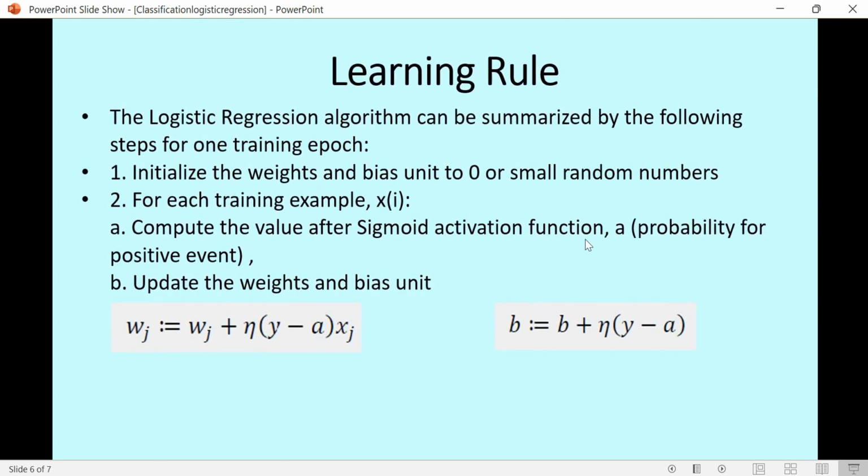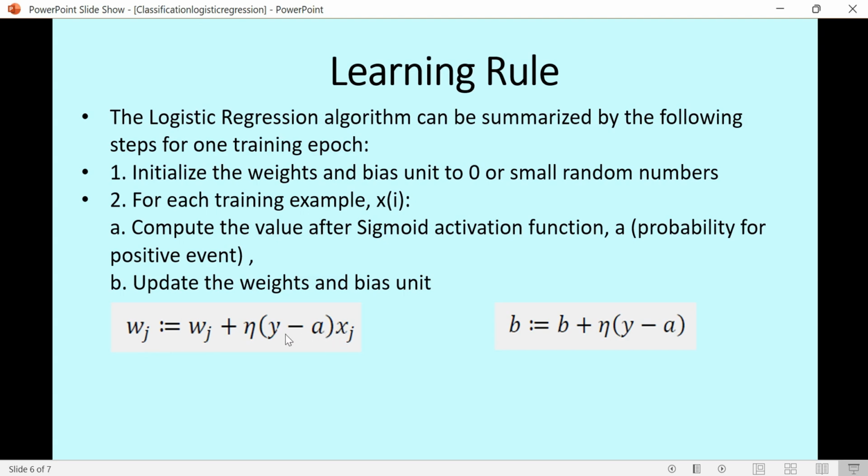For the learning rule, we will initialize the weights and the bias with 0 or a small random number. Then for each training epoch, we go through all the training samples. We will compute the value of the sigmoid activation function A, then update the weights. So what does this mean? This is for one sample.